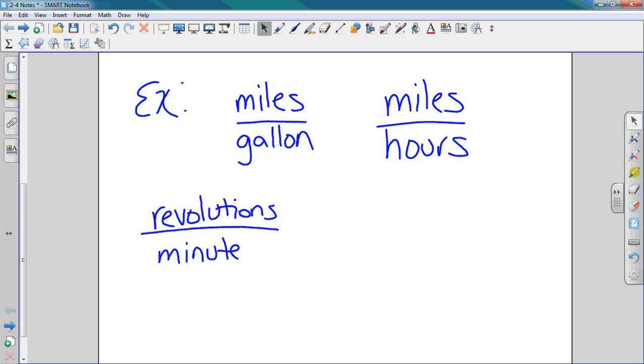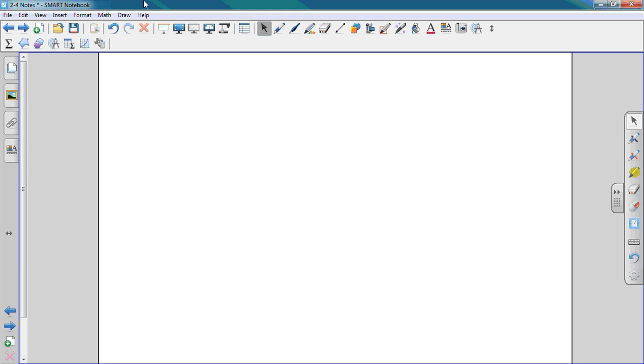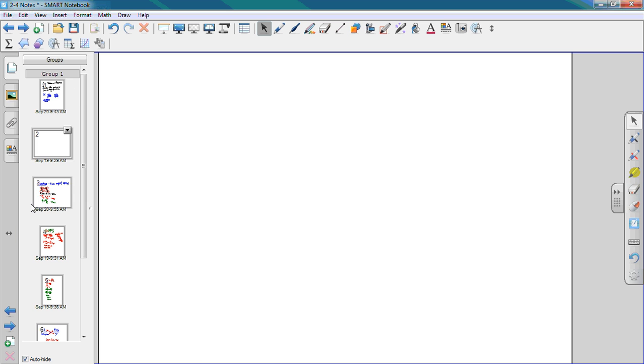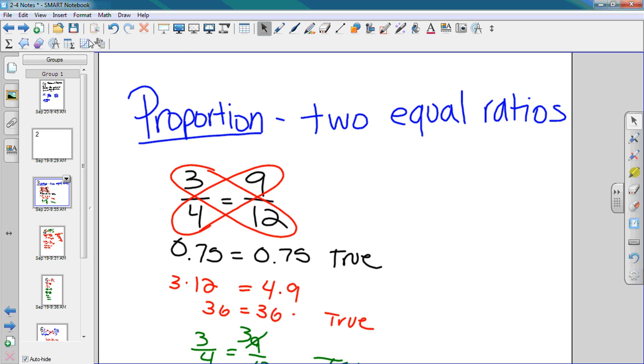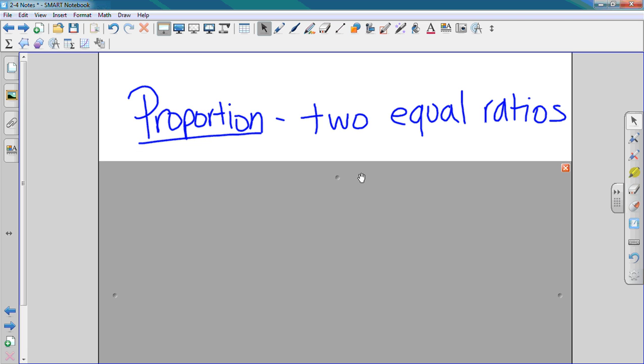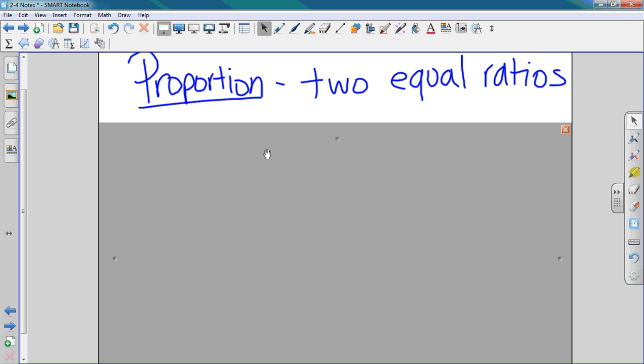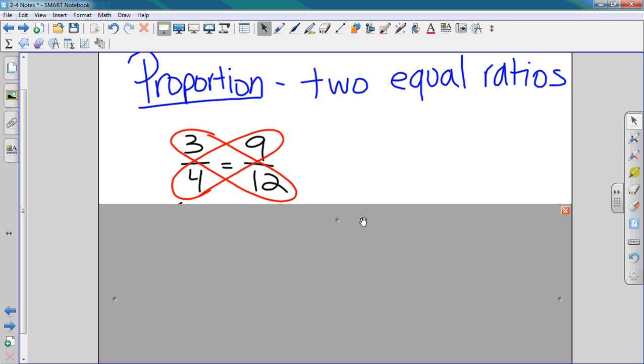Okay, let's talk about proportions. Proportion: two equal ratios. This is how you can tell if a proportion is equal. There are 3 different ways that you can do it.